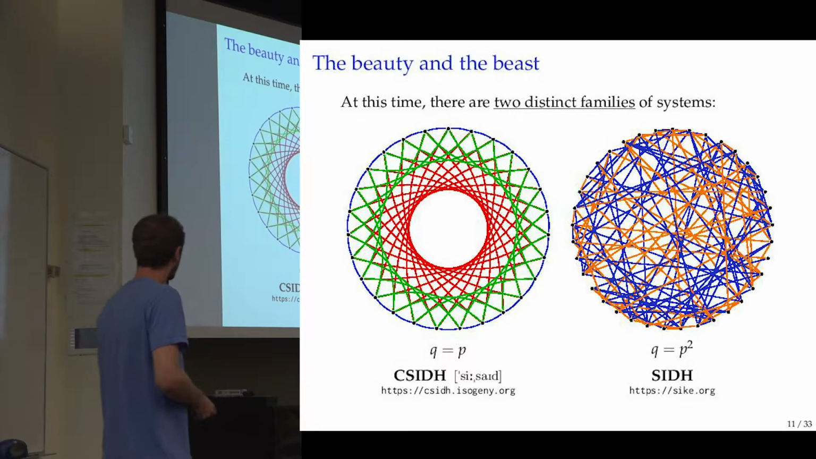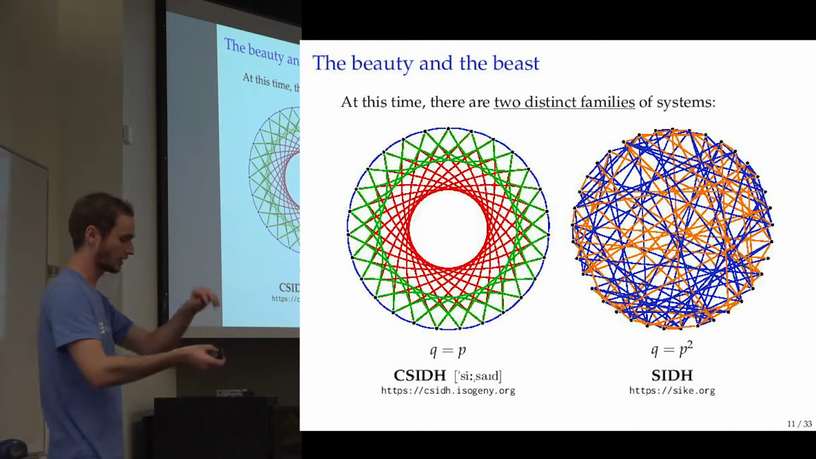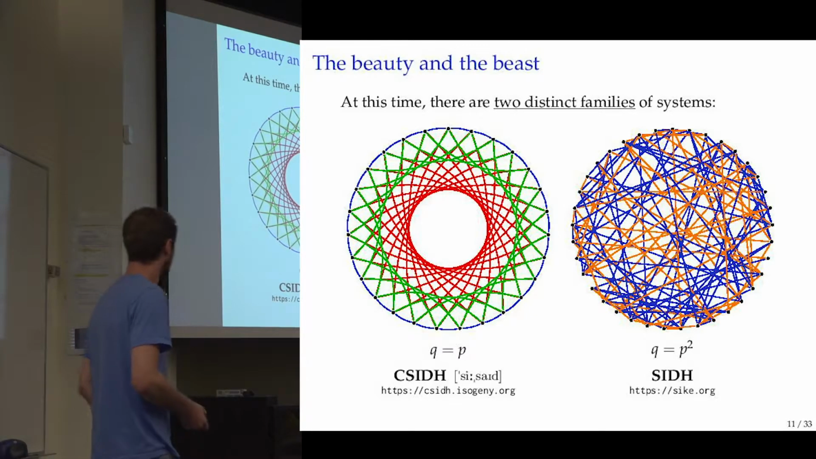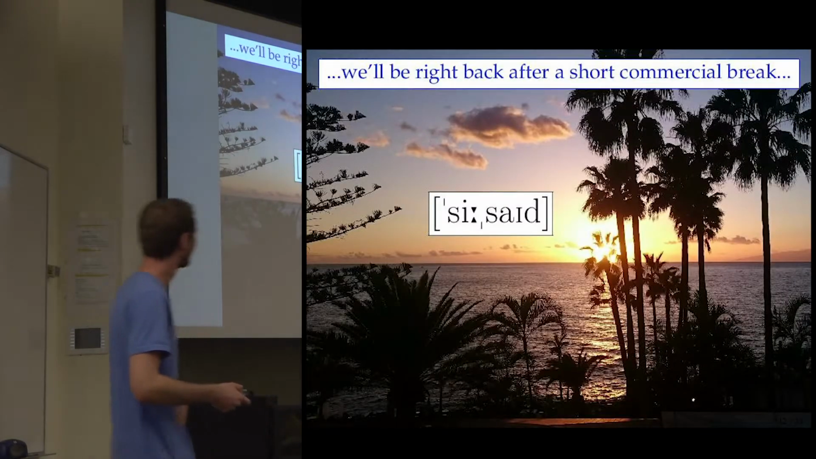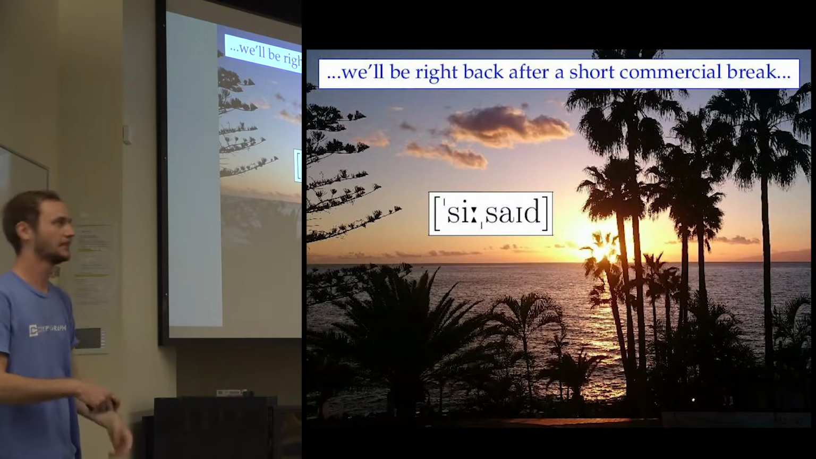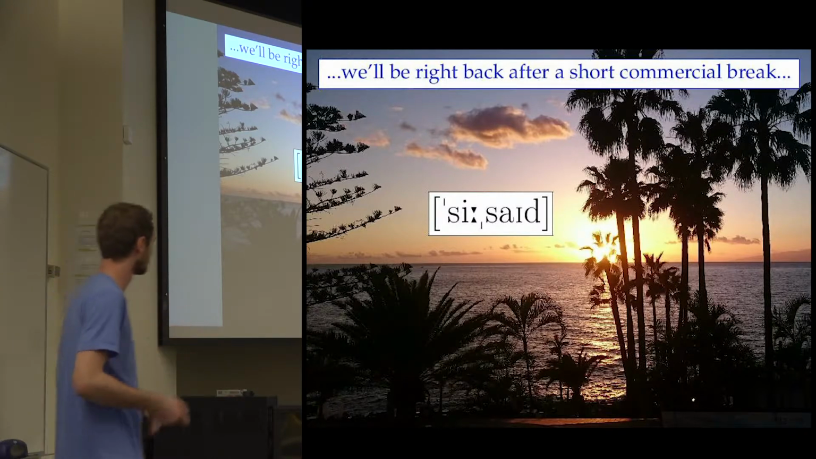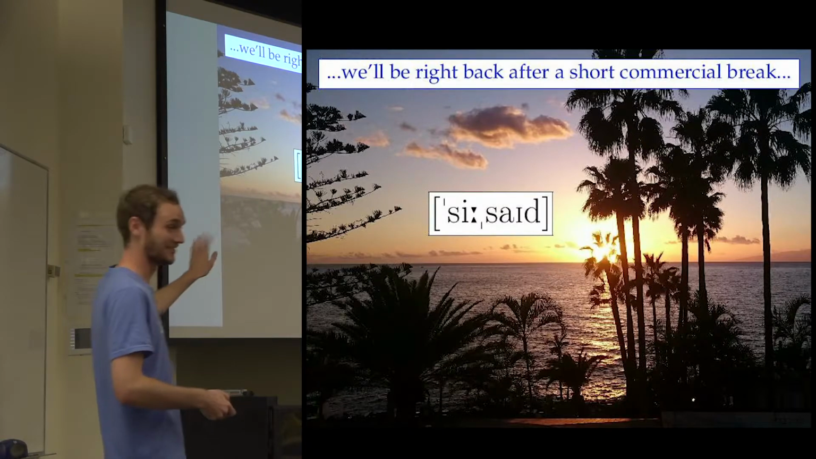Right. So CSIDH is actually something that Tanja and Chloe and I and Wouter Castryck and Joost Renes came up with. So I'm going to have a short little advertisement break. So first of all, you should remember to pronounce it C-side because it's much nicer than CSIDH, which sounds not very cool. Also, remember this picture. This is really the thing you should remember about it.